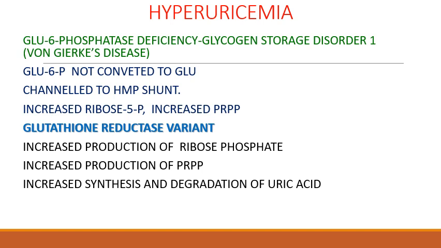Lastly, we could have a variant of the enzyme glutathione reductase. Again, when there is a variant of this enzyme, we find that there is an increased production of ribose phosphate. With this, we have increased production of phosphoribosyl pyrophosphate, and because of that there will be increased synthesis of purines, and because there is increased synthesis of purines, there will be increased degradation of these purines to uric acid.